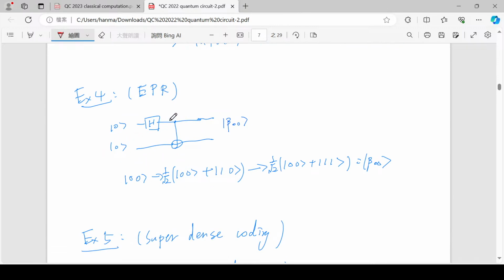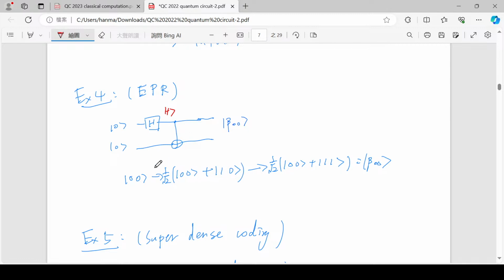Here we want to apply C naught on a plus state, and how we get a plus state is you apply Hadamard on a 0 state. So what happens is you get a plus state here. Let's see this once again. We start with 0, 0, and then you apply Hadamard on the first qubit, then it becomes plus tensor 0, which is 1 over square root 2 times (0, 0 plus 1, 0). And then the same calculation.